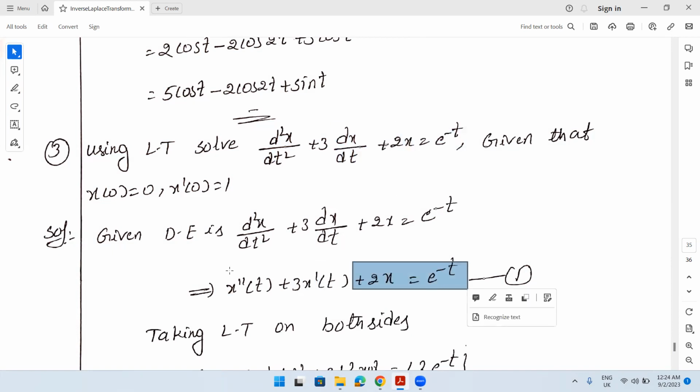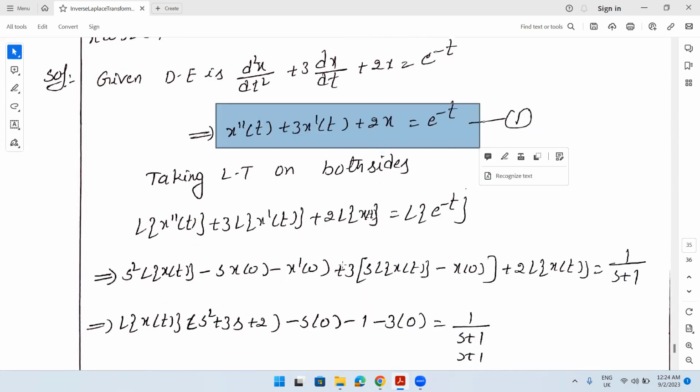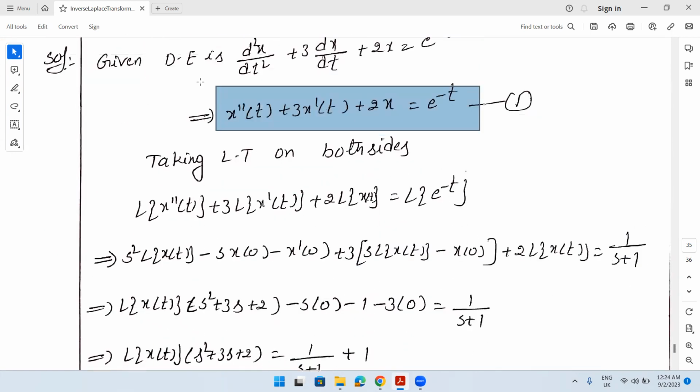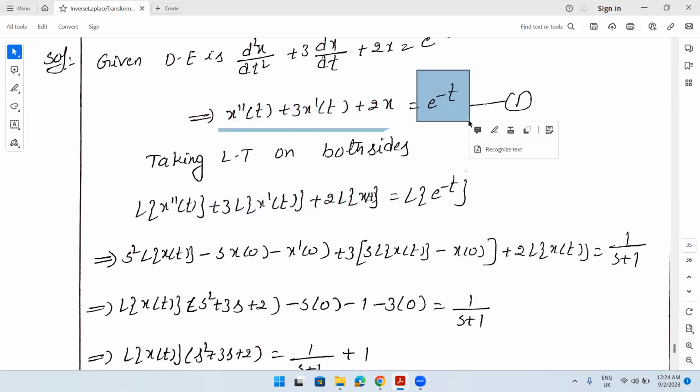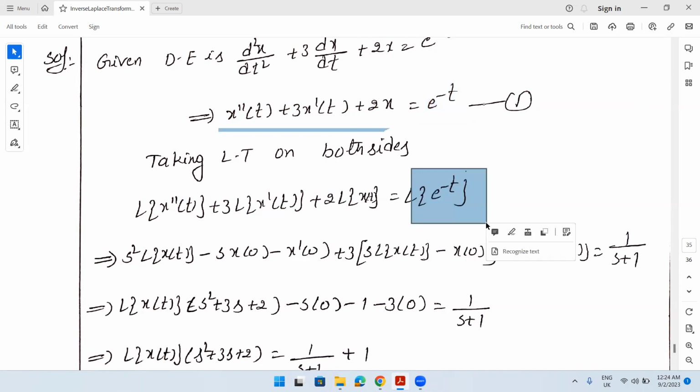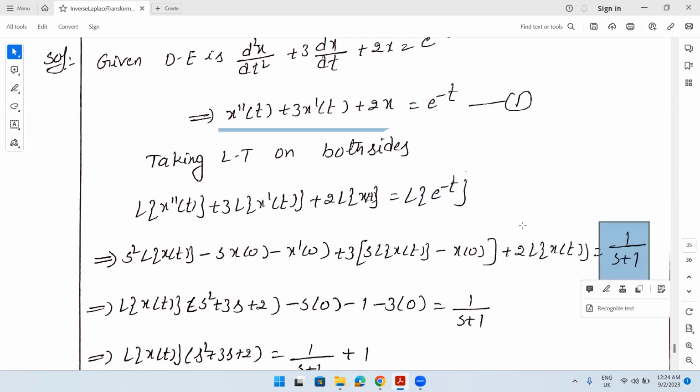As it is. And here we apply Laplace transform on both sides. The left hand side is Laplace transform of x double dash plus 3x dash plus 2x. The right hand side is Laplace transform of e power minus t. What is Laplace transform of e power minus t? 1 by s plus a. A is nothing but 1. So 1 by s plus 1.